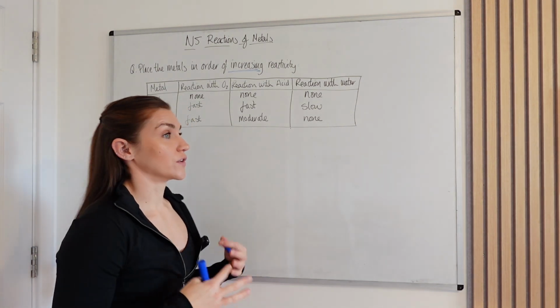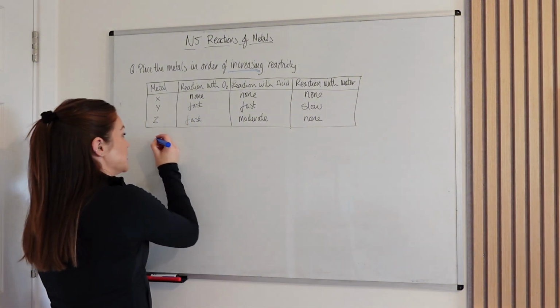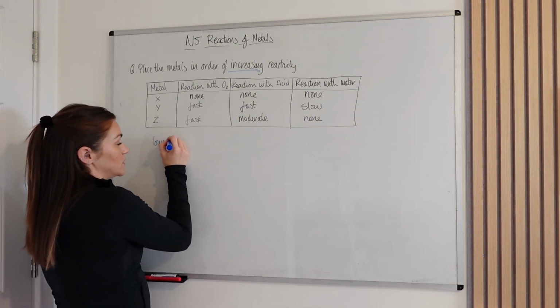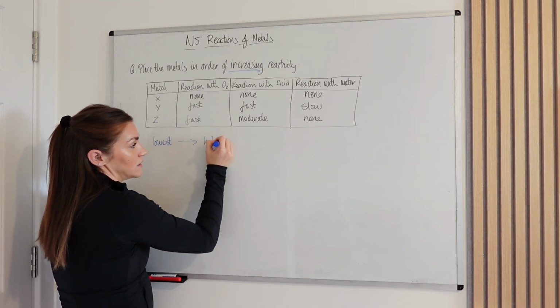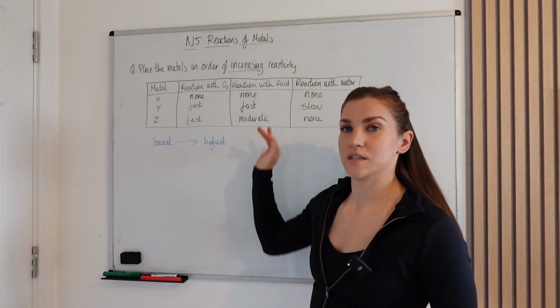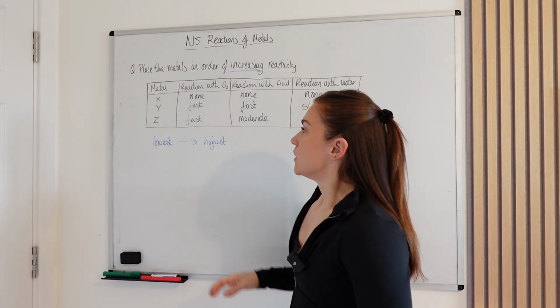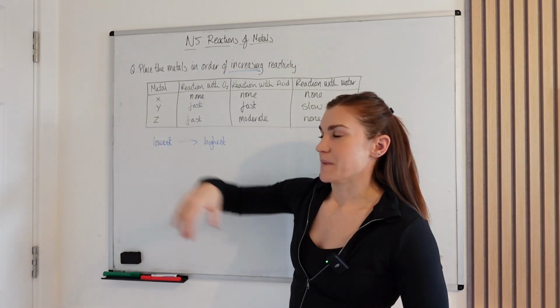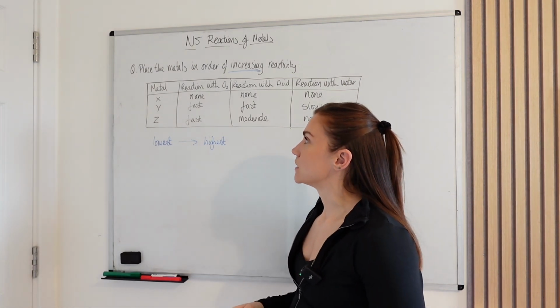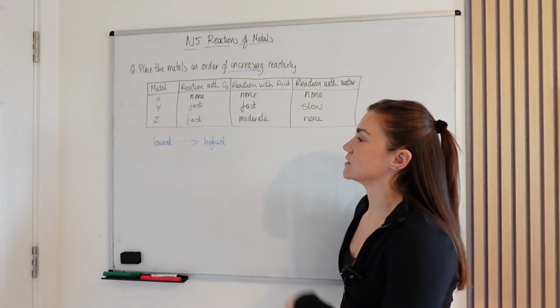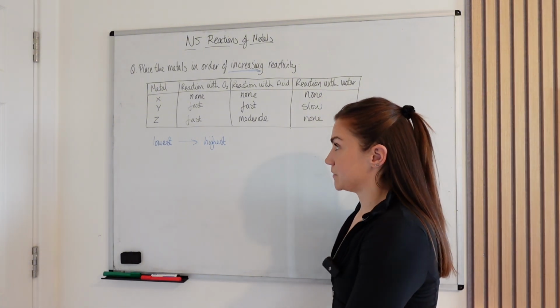Because we're asked for order of increasing reactivity, that means we're going to be starting with the lowest in reactivity, going up to the highest in reactivity. So if we look at the data that we've got here, we can see that we've just got arbitrary metals, so they're not named, they're just called X, Y and Z. And we can see how they react with oxygen, acid and water like we've looked at already.